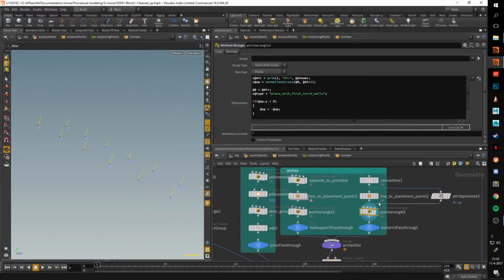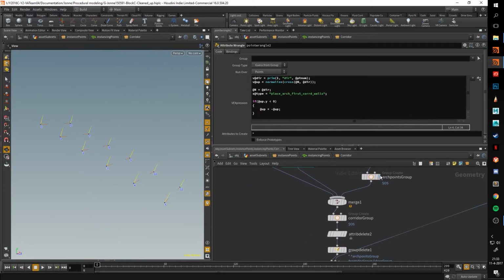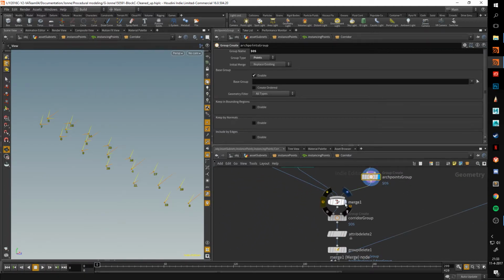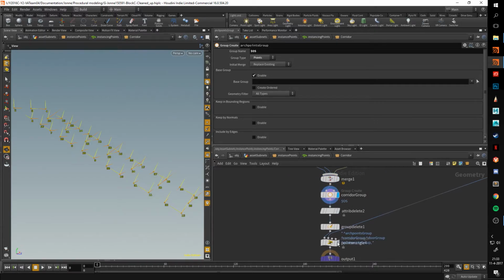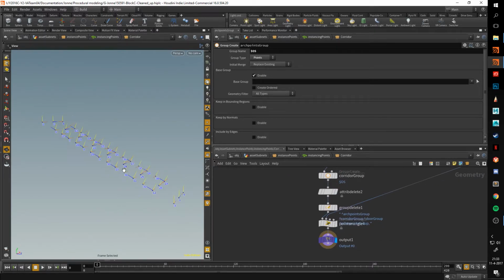So in this case, we had our vector that pointed along the line and the vector that pointed inwards, and we wouldn't be able to say if the up vector would point up or down. So with this, I check, okay, is the y value from the up vector pointing downwards? Yes, then flip it. And here some more grouping happens to ensure that I just have a lot of groups to work from. And here you can see the final result. So yeah.